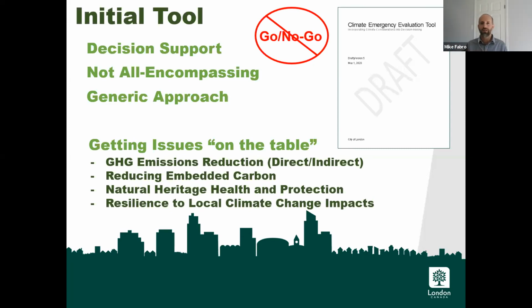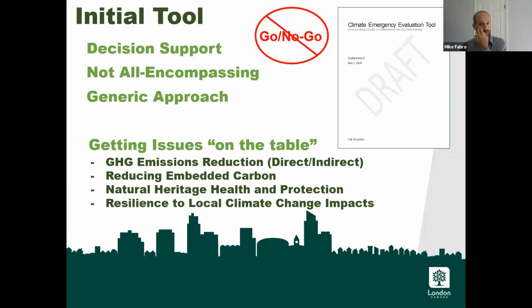It wasn't meant to be a detailed life cycle assessment of every possible thing we were doing, but really the idea was that we take a generic approach and bring forward all the issues around climate change, both on the mitigation and the adaptation side, onto the decision-making table, really to look at greenhouse gas emissions, both primary and secondary, embedded carbon as well, and then, of course, some of the issues around adaptation that are specific to London, looking at natural heritage health and protection, and resilience to some of the other impacts that we're seeing.